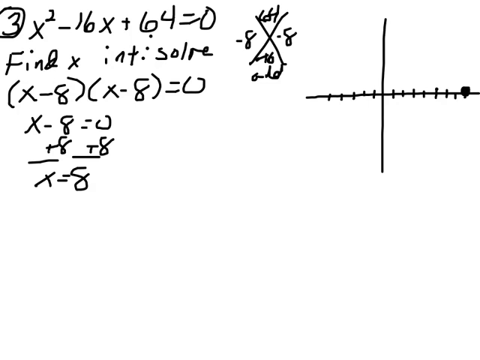Now, I know that when this happens, I'm probably going to have to find an extra point and make a little table of values, so we'll do that last. Let's see what else we get here. Okay, so I've got my vertex, I've got my x-intercept graphed. There's only one of them.